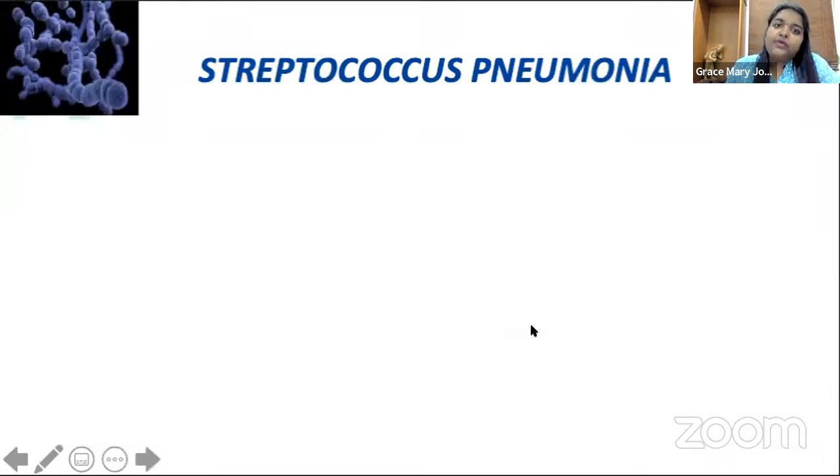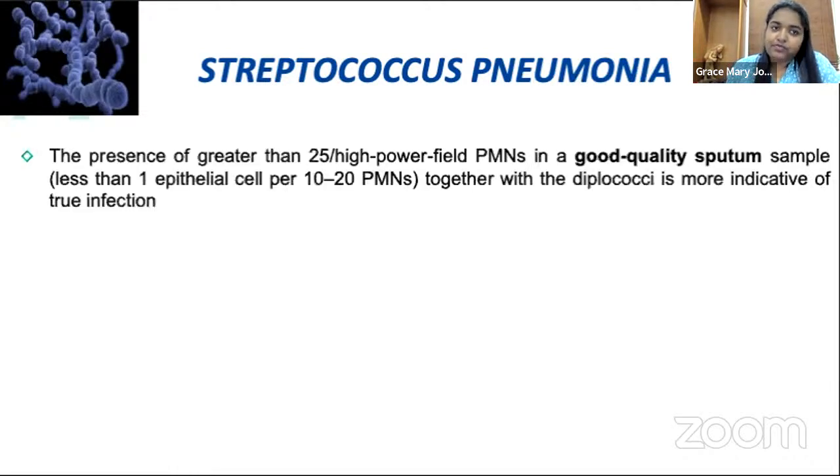Now, when do you pick up a pneumococcus? So when you send a culture, it has to be good quality sputum. What do you mean by good quality sputum? That means that the number of epithelial cells that are reported in the sputum must be very less when compared to the neutrophils or the pus cells that are being reported.